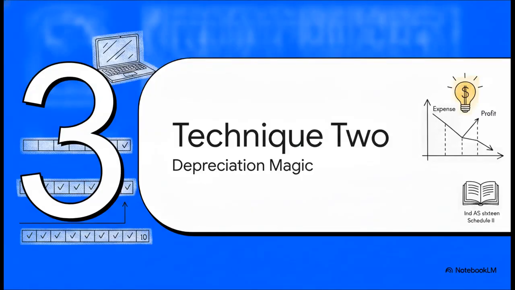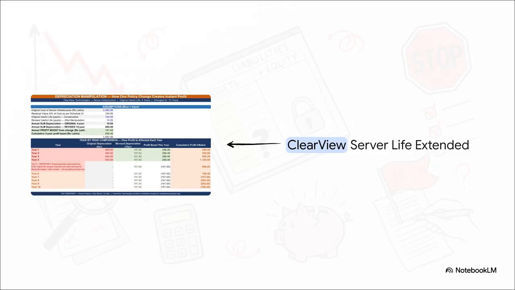On the ViewPoint, let's move right along to Technique 2, depreciation magic. Think about buying a laptop that you plan to use for 4 years. If you suddenly decide to spread that cost over 10 years instead, your annual expense drops dramatically, and boom, your profit artificially rises. Look at how ClearView used this magic, which, by the way, is governed by Ind AS 16 and Schedule 2 disclosure requirements.